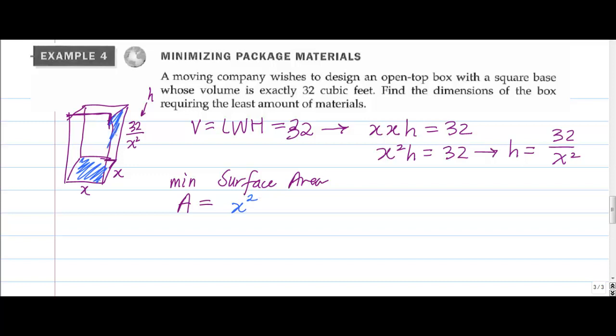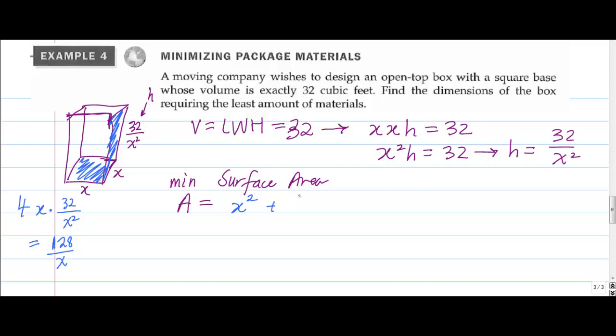And then you have the side of a box, right? So let's, for example, look at this side. That's x times 32 over x squared, right? And how many of the sides do we have? We have 4 sides. So there's 4 of them, and there's no top, so we don't have to worry about the top. So when we do this, we get 4 times 32, which is 128, divided by x, okay?